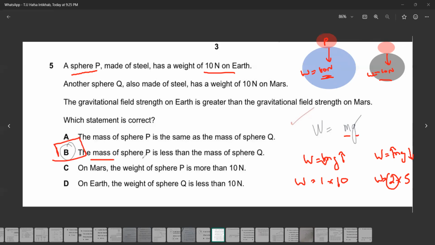That the mass of sphere P is less than the mass of sphere Q, because if its mass is less and the gravity of the Earth is more, the product will be 10. But for the Mars, gravity is smaller, so the mass should be more, so that we get the product as 10.